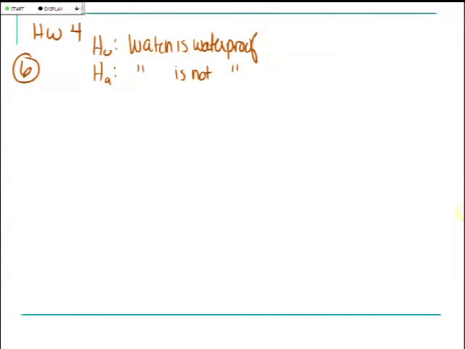Question number 1. Question number 1, there are 6 questions altogether. Question number 1 is simply making a confidence interval. Our parameter for most of these homework questions, making a confidence interval for P1 minus P2.